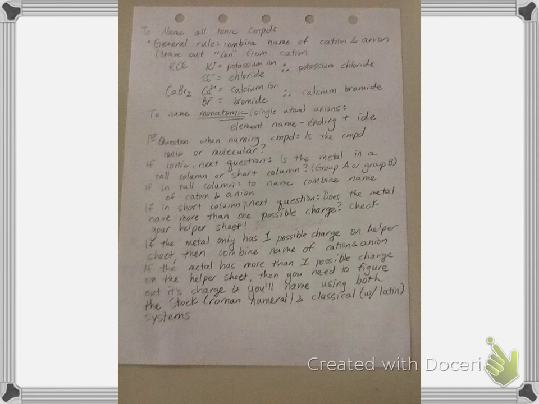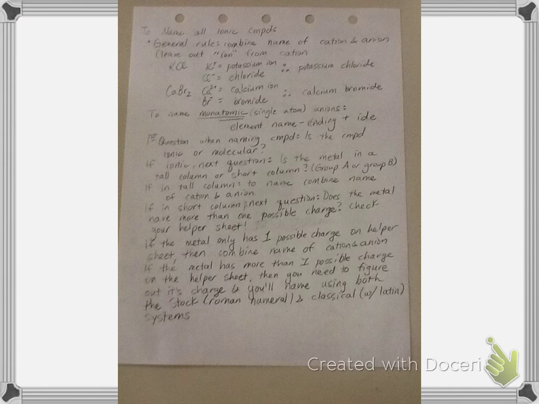All right, now that you can write the formula for ionic compounds, what about naming them? To be honest, naming ionic compounds is pretty simple. You just have to combine the name of the cation and the anion. However, you're going to leave out the word ion from cation.